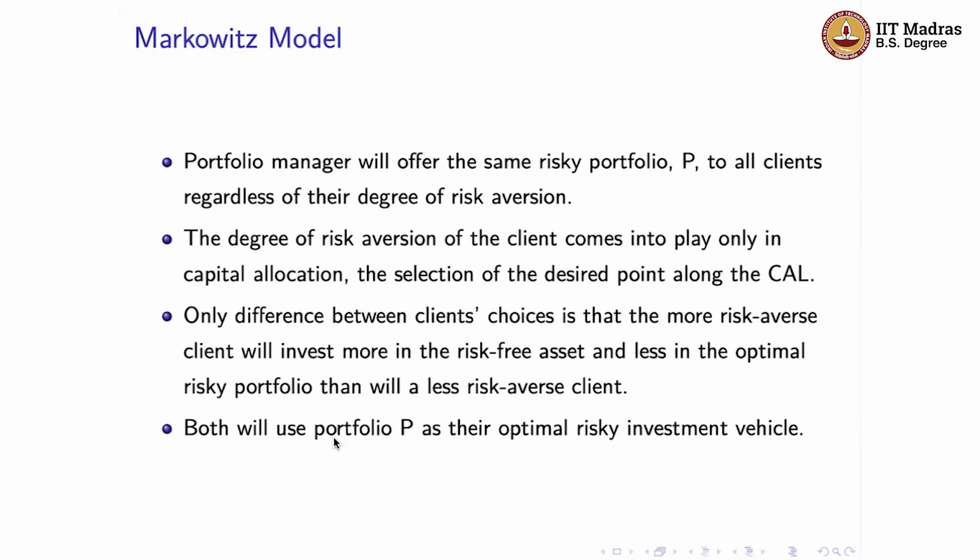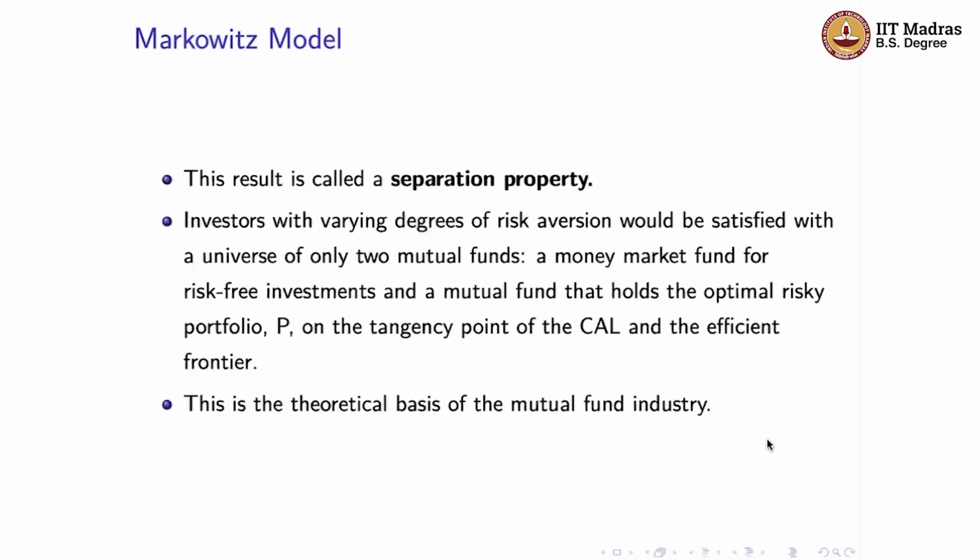So this is the interesting part in part two, which is that regardless of their risk aversion, everybody should end up using this same portfolio P as the optimal risky portfolio, right? Okay, so this result is actually a separation property, right? What it means is that you can actually separate out this optimization problem into two parts.